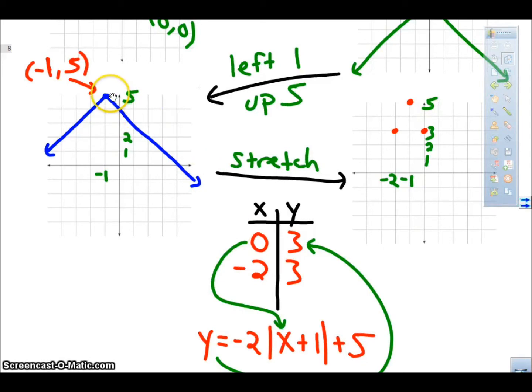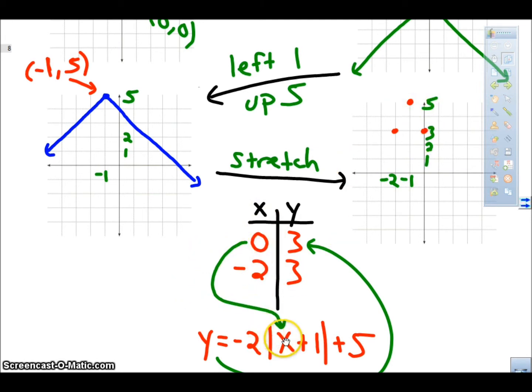We already have one here, which is negative 1 comma 5. We already have that point. So we just need another point to the right to get that straight line going in the right direction. And we need another point to the left to get that straight line going in the right direction. So to get a point to the right, I chose x equals 0. So that's the choice I made for x. That's to the right of this point here at negative 1 comma 5.